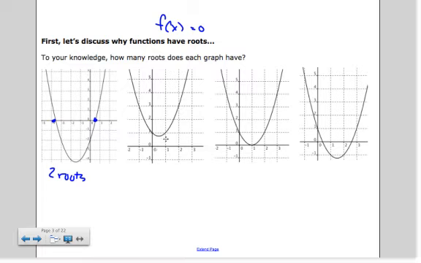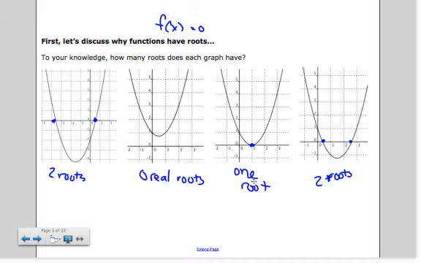This one doesn't touch the x-axis, so this has 0 real roots. This one has 1 root. And this one right here has 2 roots again.